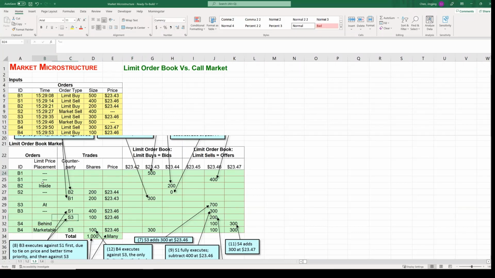And finally, I want to explain what the word here means: limit price placement. Now, if there's no previous price and this is the initial price out there, or if this is a market order, then nothing will be shown here. And then we have a second limit buy order, which means that we have a different bid price, 23.44, and the previous one is 23.43.